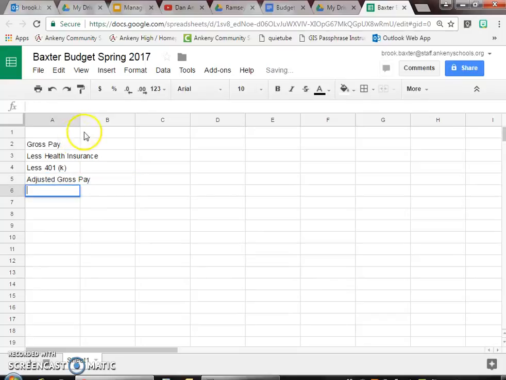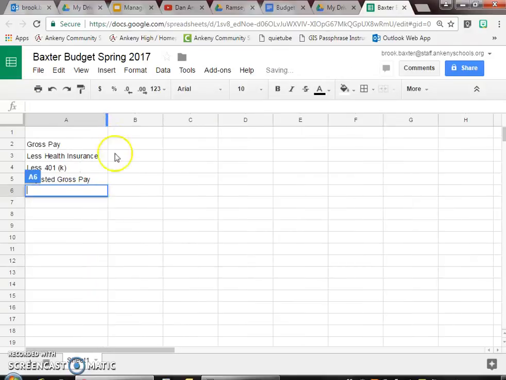I'm going to go ahead and widen column A. If you notice, I put my cursor between the columns A and B and I get the two arrows, and I'm just left clicking and dragging to make column A wider. I'm going to go down this left column here and put in my taxes.